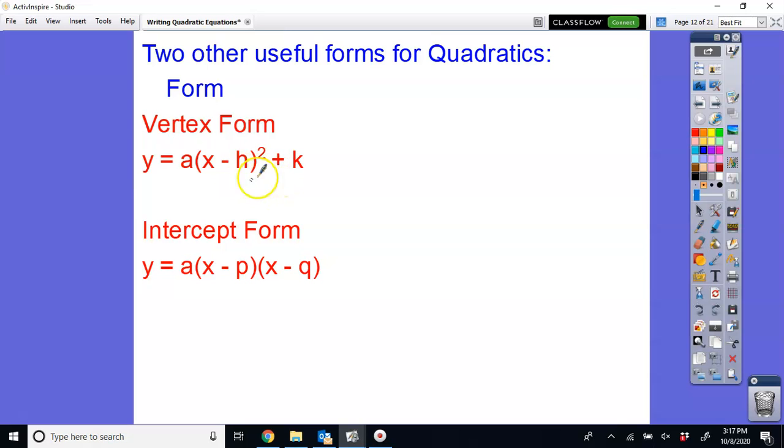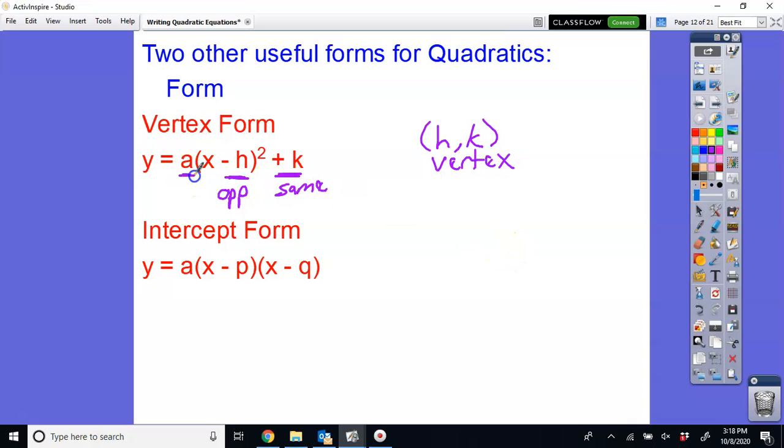The reason it is called vertex form is right here in the equation. These two numbers that you see, if you take the opposite of this one and the same as this one, or in other words, the opposite of the h and the same as the k, that is going to give me my vertex. That's why this is called vertex form.